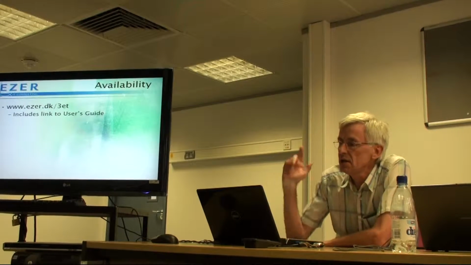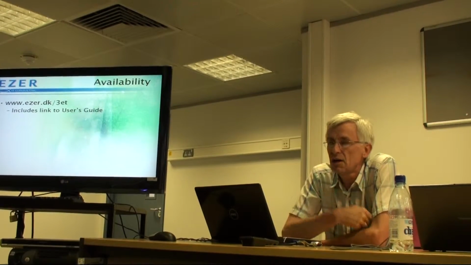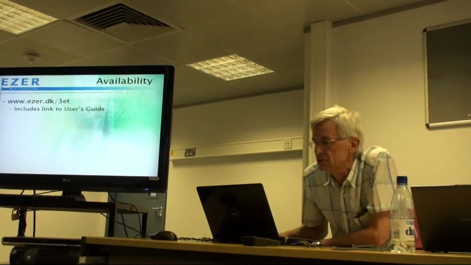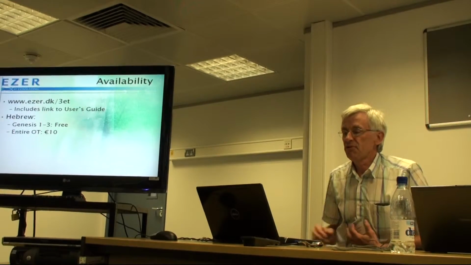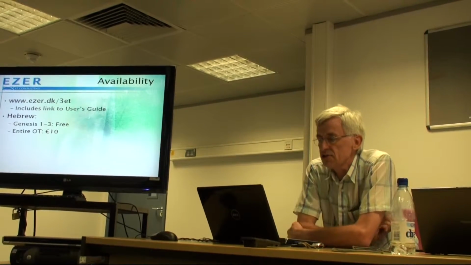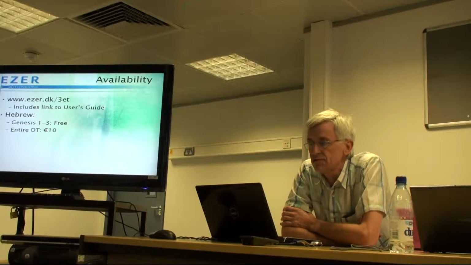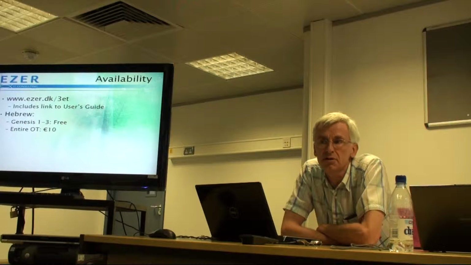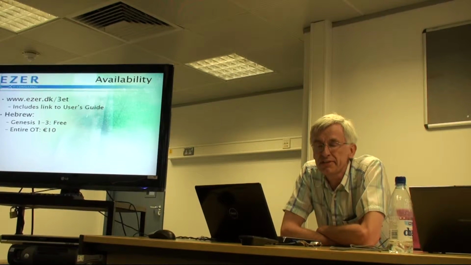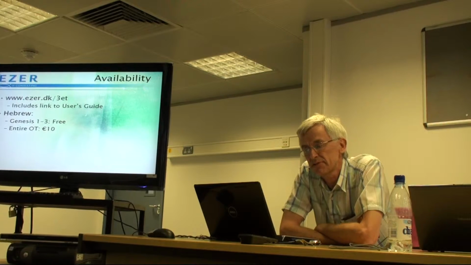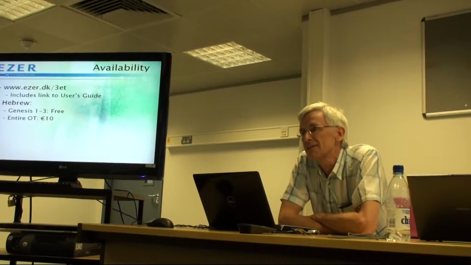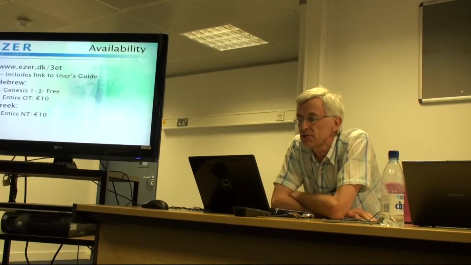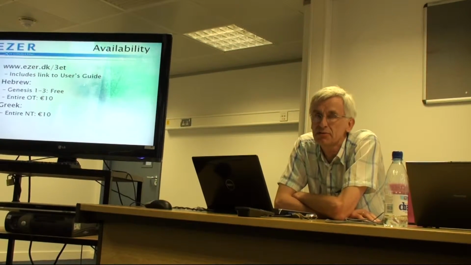Availability was one question. This is the web page for the tool. It includes a link to the user's guide. It has an extensive user's guide you can look at. The Hebrew version, you can get a scaled-down version that covers Genesis chapters 1 to 3 for free. If you want the entire Old Testament, it costs around 10 euros. The main reason we're charging money for this is because the owners of the database want money for this. There's also a Greek New Testament version. You get the entire New Testament for also around 10 euros.